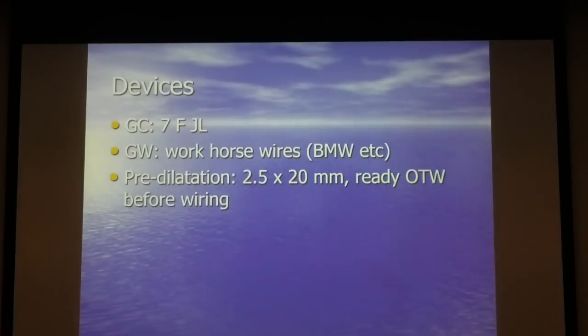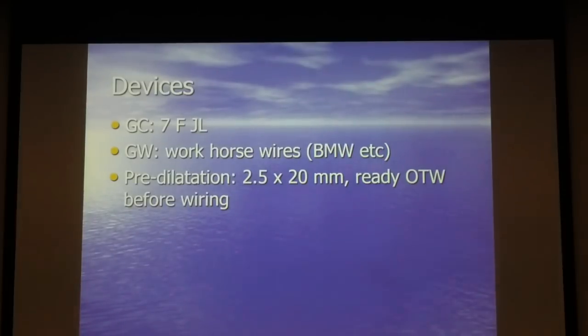You have to have your wire ready. Before you cross with the wire, your balloon should be at the tip of or close to the tip of the guide. So once you wire, you just do your balloon. Quick inflation, don't use short balloons. Use long balloons. Undersize is good because you don't really need to compromise the side branch.